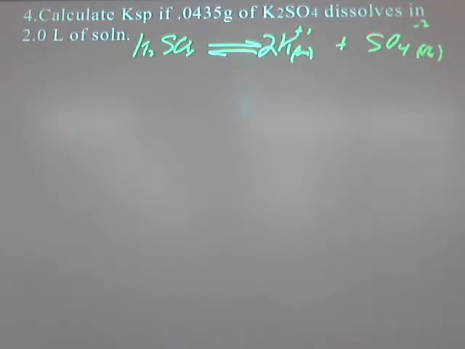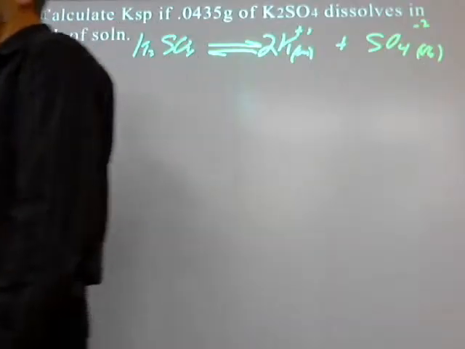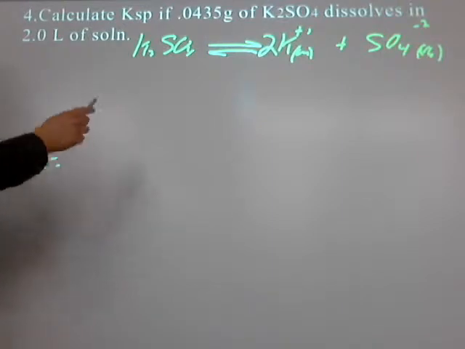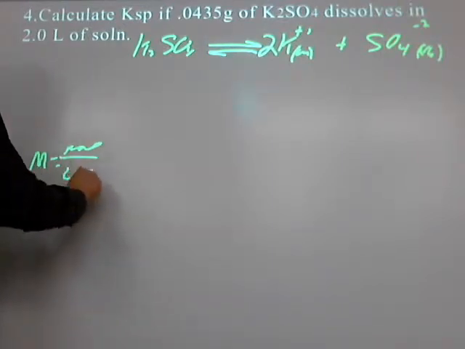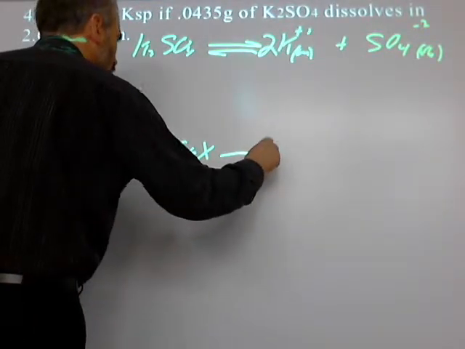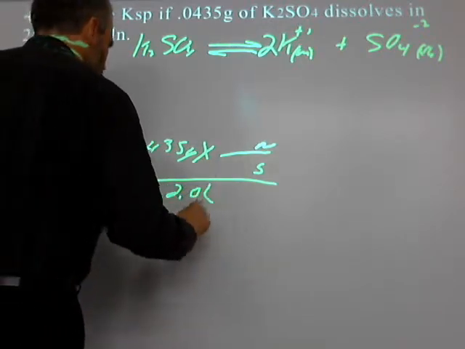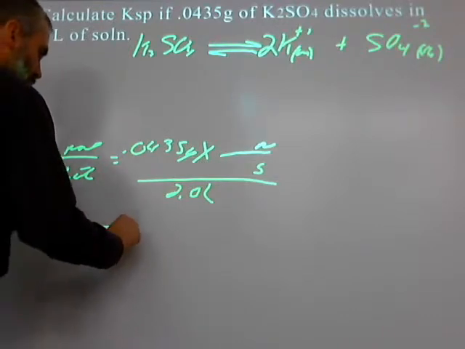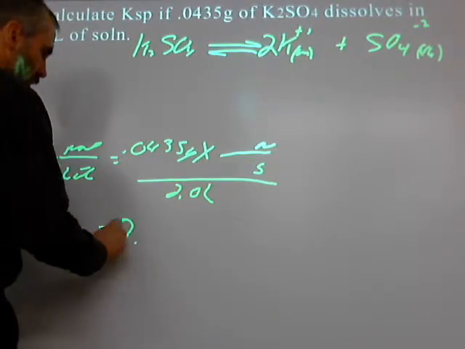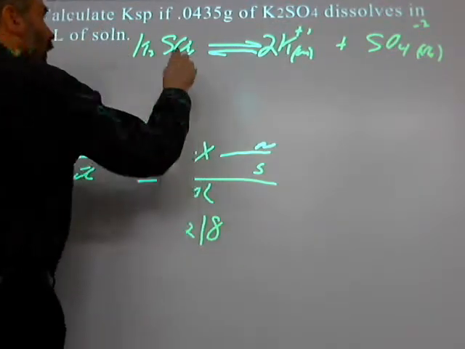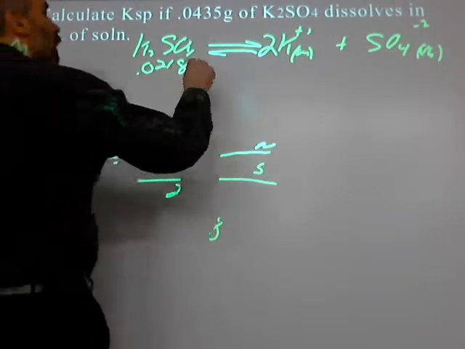And you're told the concentration. Well, actually, in this case, you're not told the concentration. Some of them, maybe one of them on the test, you will be. Maybe one of them will give you grams. This one does, so you have to do the molarity again. Show me the formula, show me the work, moles per liter: 0.0435 grams, converted to moles, over 2.0 liters. When you do all that, what do you get for the molarity? 0.0218.